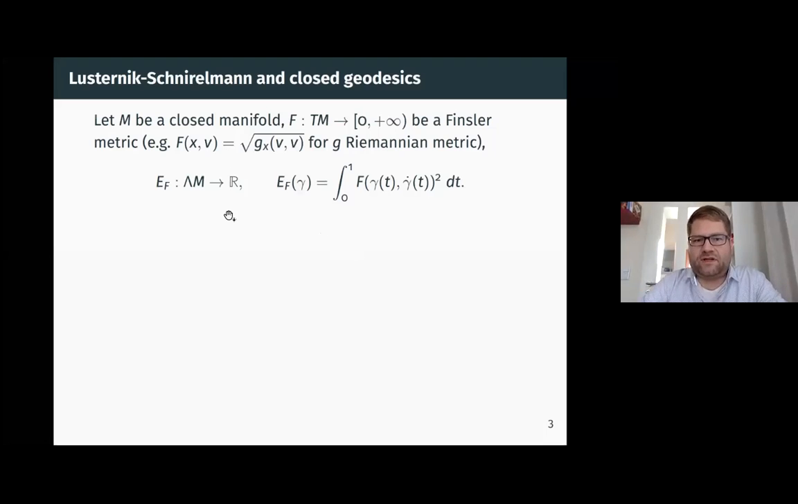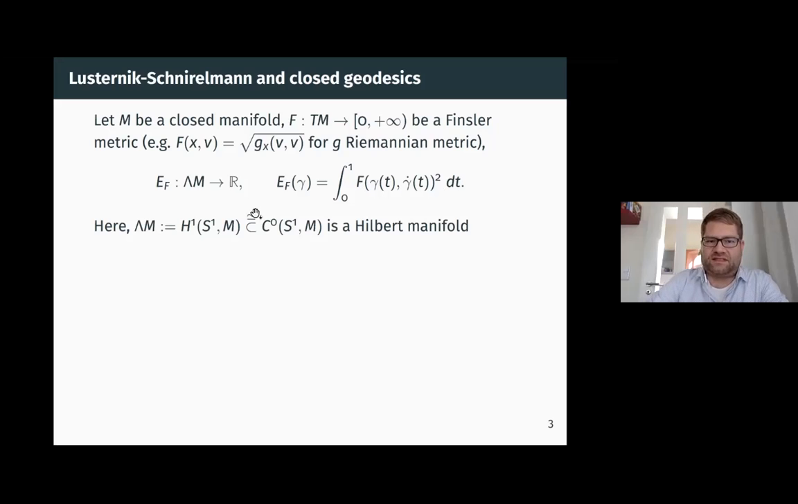With every Finsler metric, we can associate an energy functional on some space Lambda M that I will introduce momentarily, which is a space of loops. And on this space of loops, we can just consider the function that we get by integrating the square of the Finsler metric along the loop. So into the Finsler metric, we insert the loop and the derivative of the loop. I will say a bit more of this. This comes from the definition of Lambda. I will go through this soon. So we integrate this F squared along this loop, and this is then the function that we obtain.